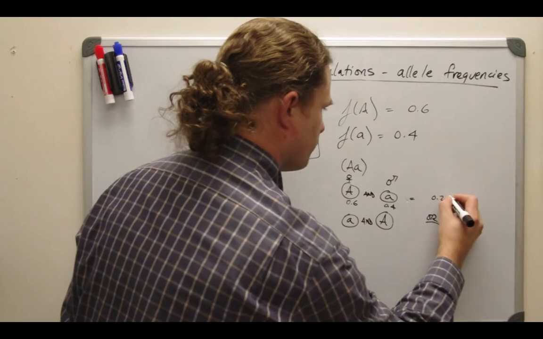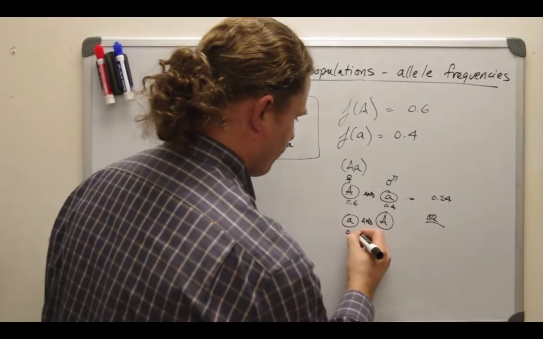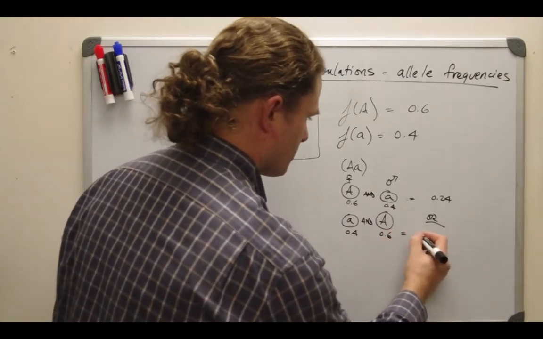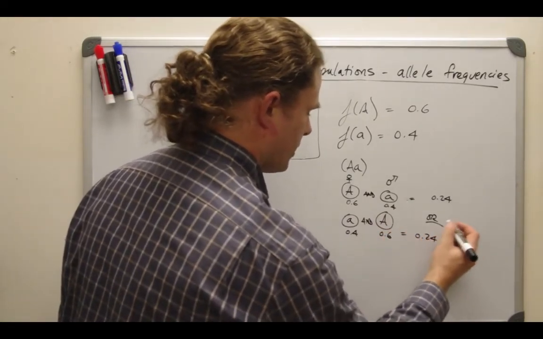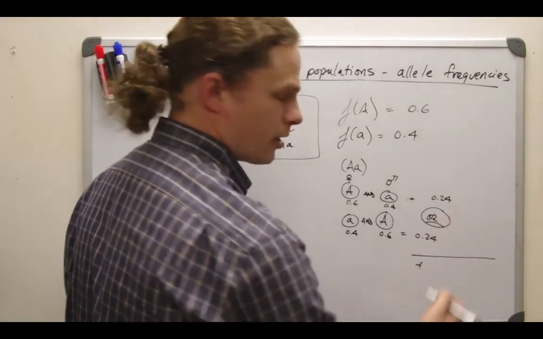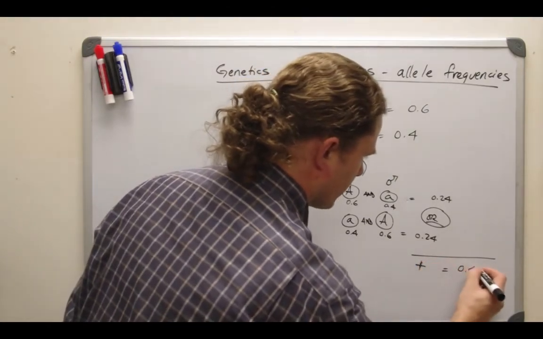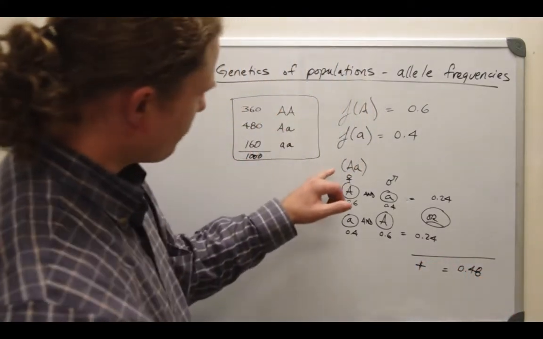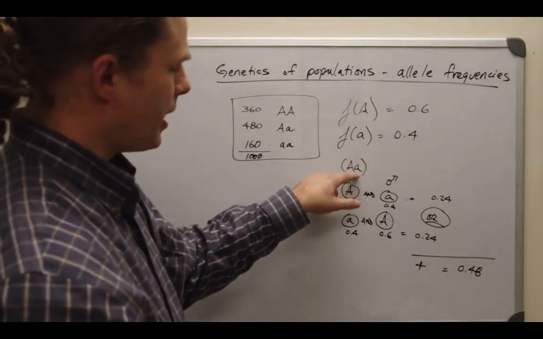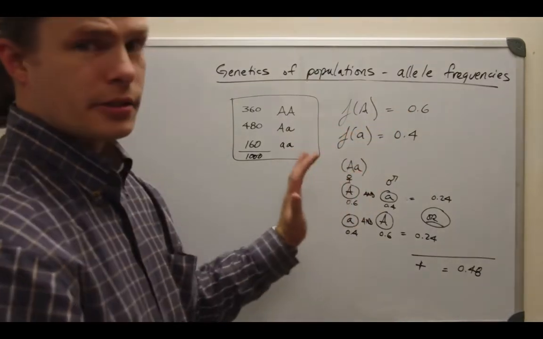equals 0.24. Okay. Or it could be this way, 0.4 and 0.6. That also equals 0.24. And because we say or, we would add those two together, and 0.24 plus 0.24 equals 0.48, which you can see is the frequency that we would predict that this genotype category would have for these allele frequencies. Now, that makes certain assumptions.